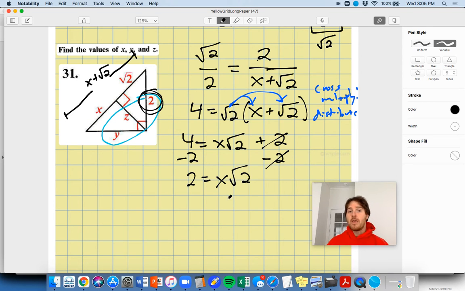We have that many of them. To undo that, I simply have to divide both sides by root 2. Okay, divide by root 2 here, and this is getting messy. Okay, root 2's cancel out. That's not a problem there. We canceled out. We became a 1.